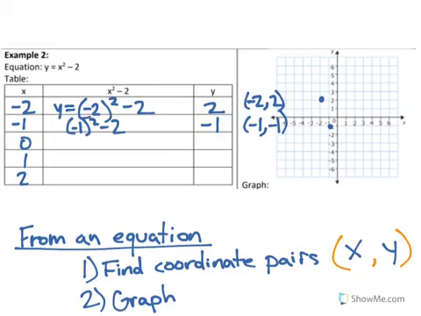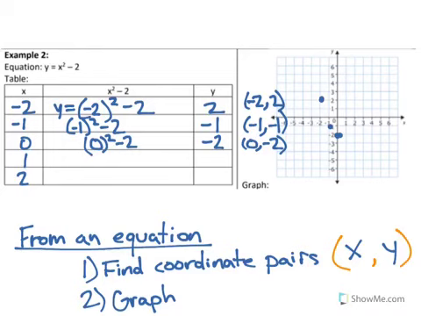Alright, on to the third one. What's 0 squared? Well, that's 0 times 0, minus 2 is -2. So we have a point at (0, -2). That 0 means that we're going left 0 and right 0, so we're just staying in the middle, and then we're going to go down 2. We have a point right there.